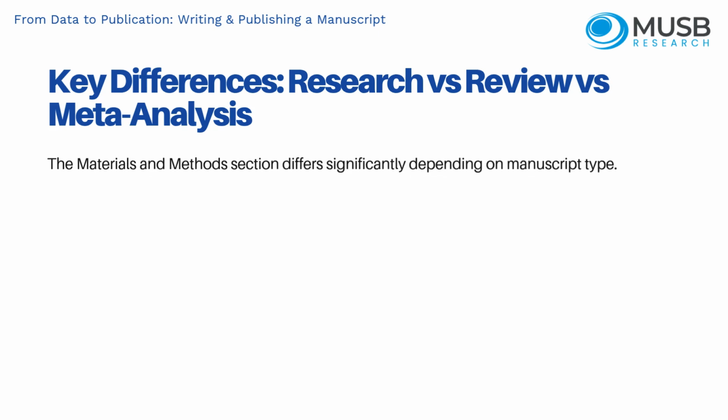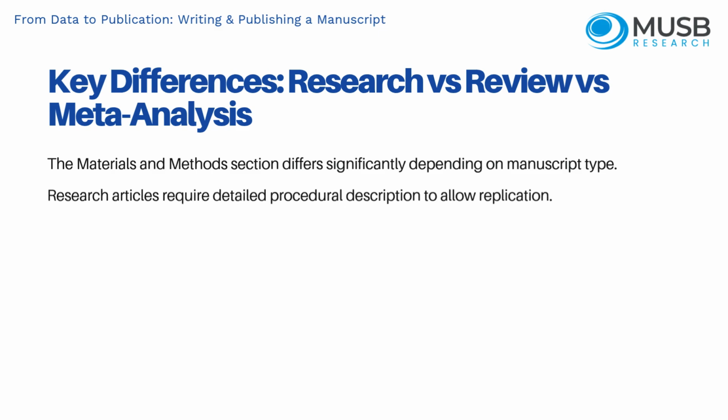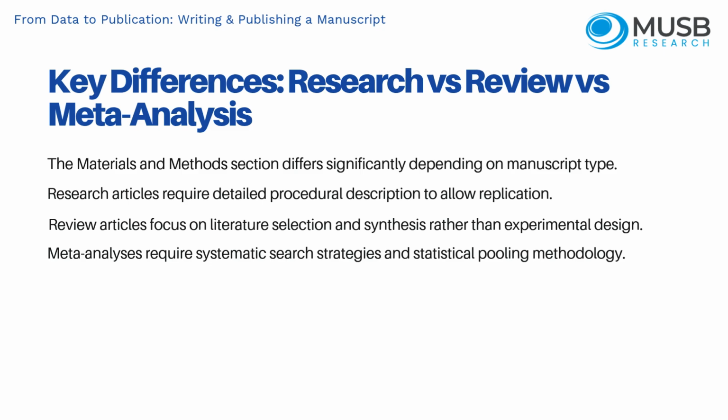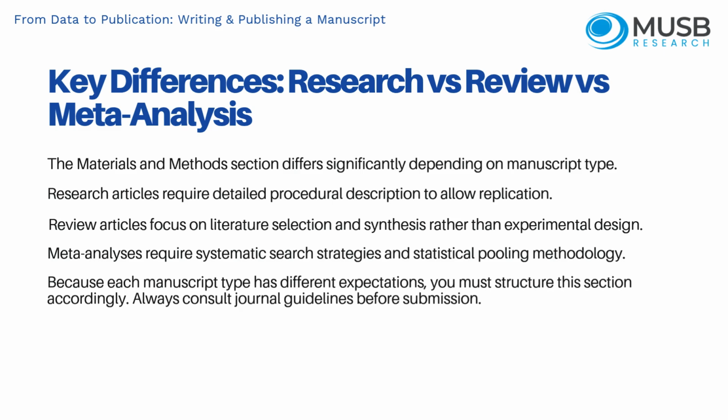The materials and methods section differs significantly depending on manuscript type. Research articles require detailed procedural description to allow replication. Review articles focus on literature selection and synthesis rather than experimental design. Meta-analyses require systematic search strategies and statistical pooling methodology. Because each manuscript type has different expectations, you must structure this section accordingly.